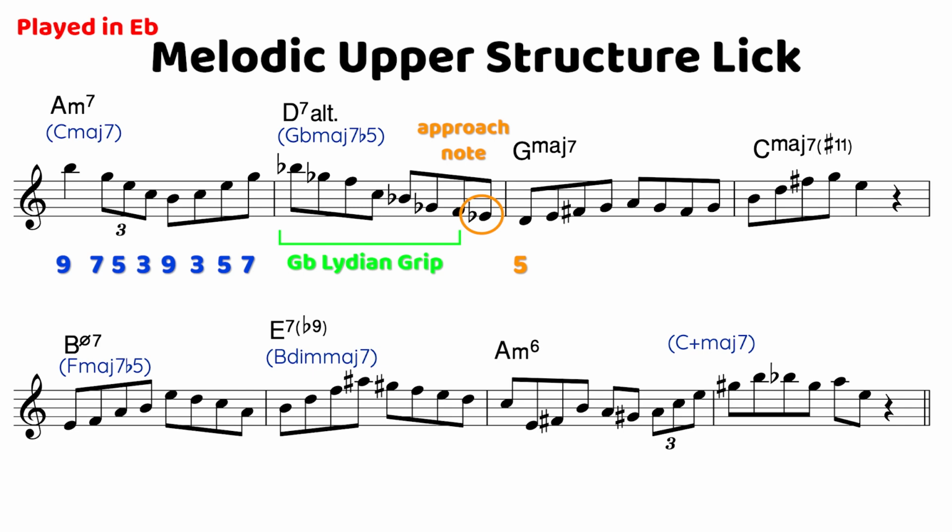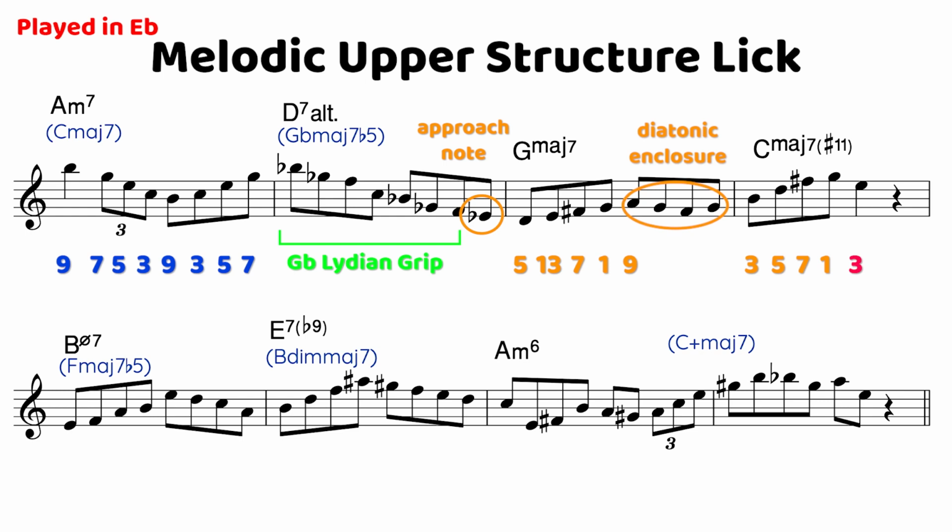Then I went up this classic Bird line, which is a walk up, starting on the 5th, walking up the scale till you get to the 9th, and you diatonically enclose the root. Then here's a nice little melodic fragment. We're really outlining the sound of G major 7, and landing on the 6th of G, which is the 3rd of C major 7 sharp 11.